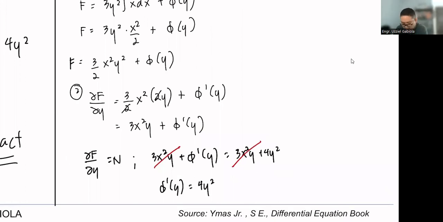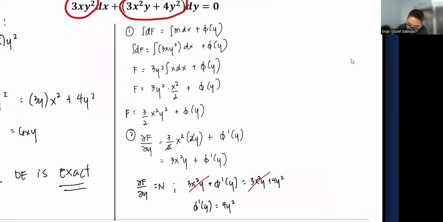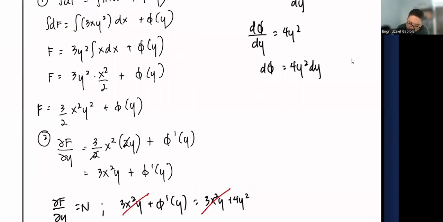Kasi ang step 3 natin is yung i-change yung phi prime y natin into d phi over dy. So yun yung nakuha nating sa step 2. Sa step 3 natin, yung phi prime y natin, equate natin sa d phi over dy. So, d phi over dy is equals to 4y squared. Cross multiply natin, d phi is equals to 4y squared dy. Then perform natin yung integration.